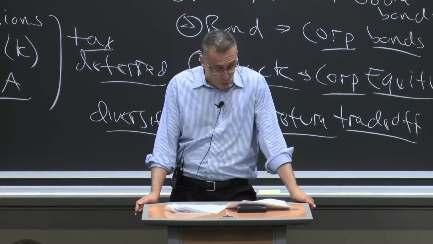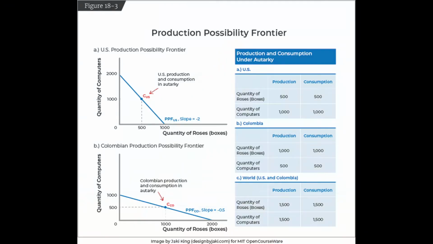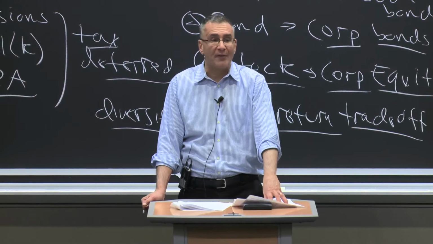Okay? So now I did computers. Now let's flip and do roses. For the US to produce a box of roses, they have to give up 2 computers. For Colombia to produce a box of roses, they only give up half a computer. So they have a comparative advantage in roses. People understand the setup here, these graphs on the left?